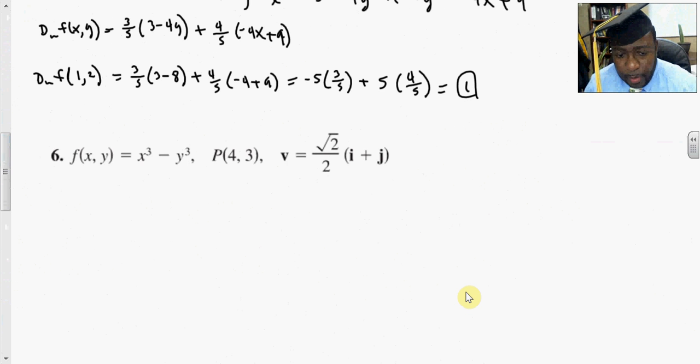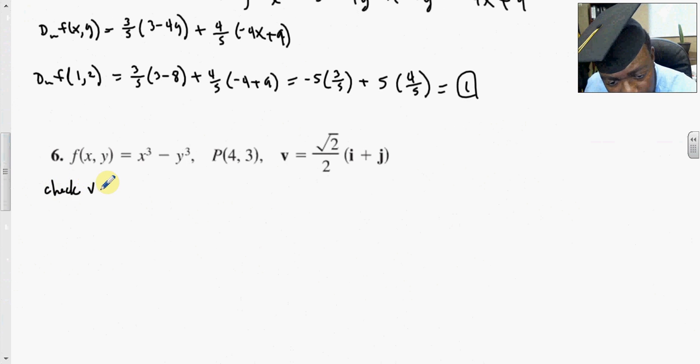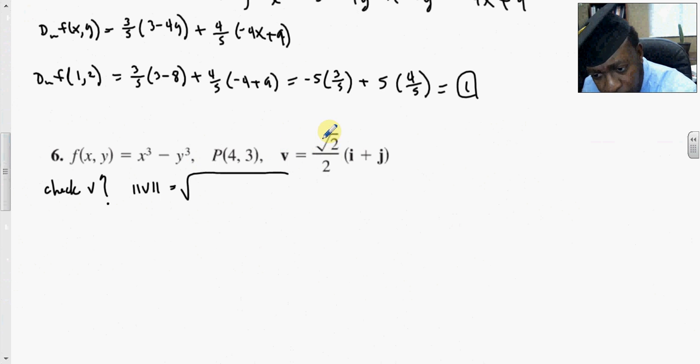Move down to this problem. Let's check v. Make sure it's a unit vector. Well, the norm of v is equal to the square root of the square root of 2/2 to be squared.